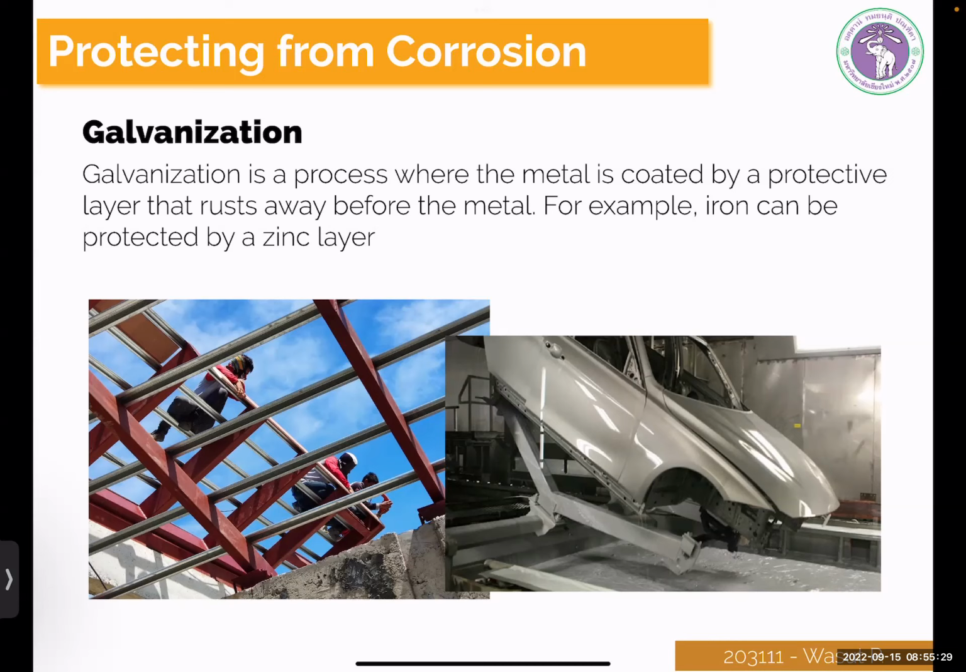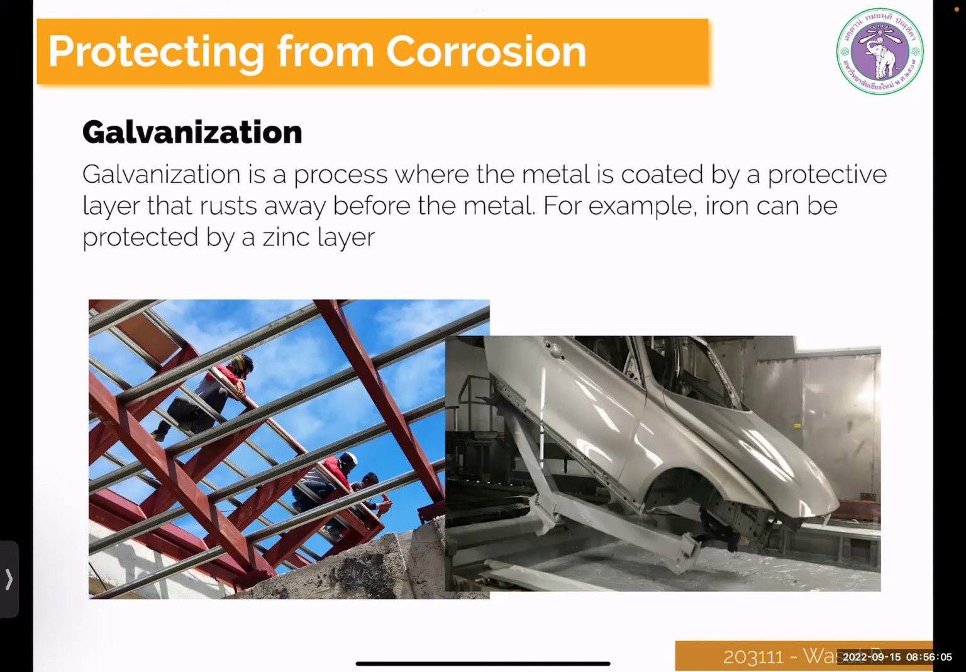Why do we coat iron with zinc? Because zinc will rust away before iron. So that's why we typically coat iron with zinc, because zinc will rust away before iron does. So by the time all the zinc rusts away, your iron will start to rust. But we have enough zinc to last your iron structure for quite a long time, hopefully. Okay? So, I just said that zinc rusts away before the iron.